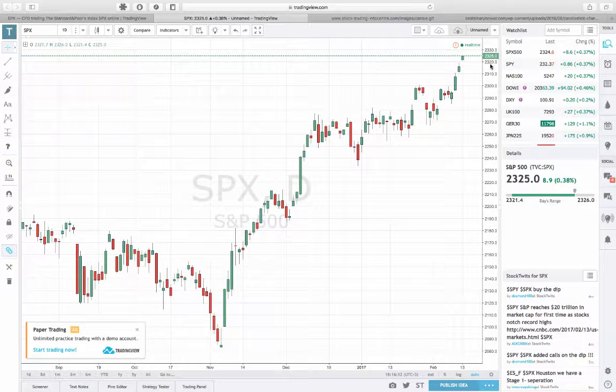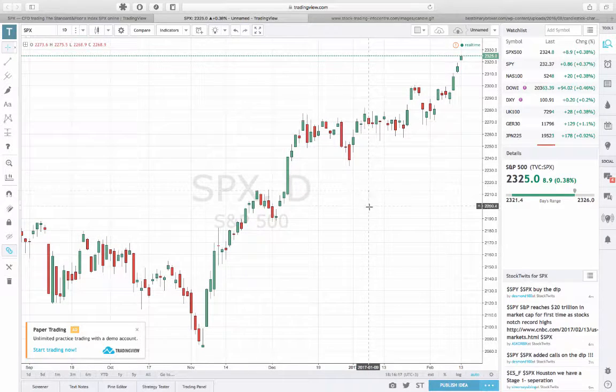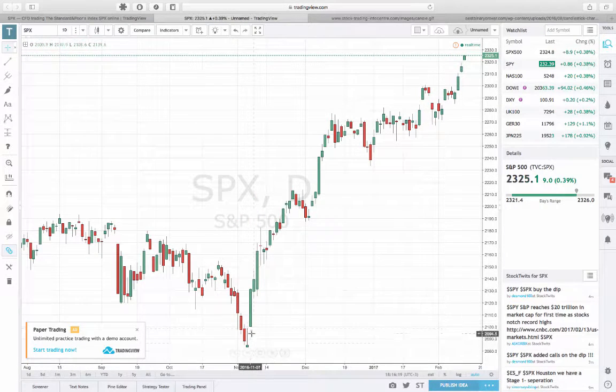Second is that price history matters, and so let's take a look at here. Since November 11th, which was when Trump was elected president, we've been on a tear upwards. So we've gone from 2080 all the way up to 23.25. So that's a big increase.